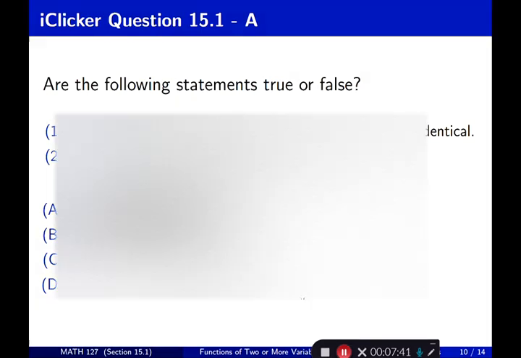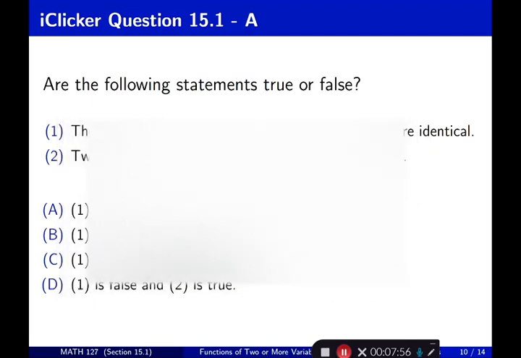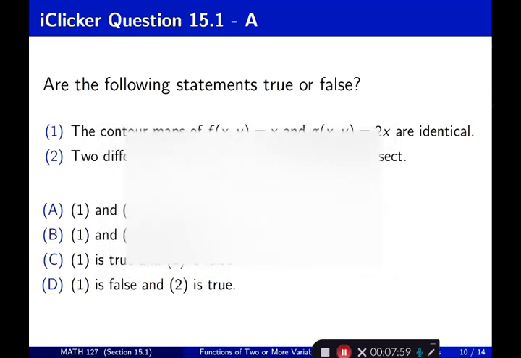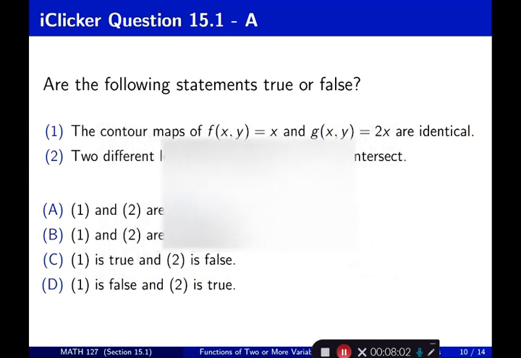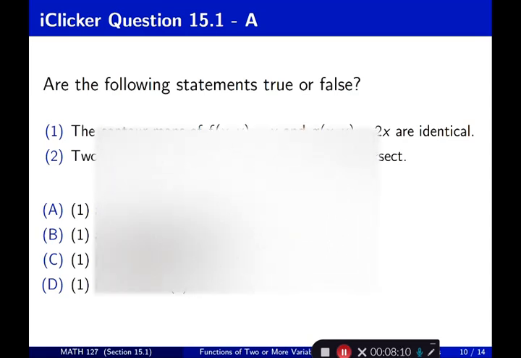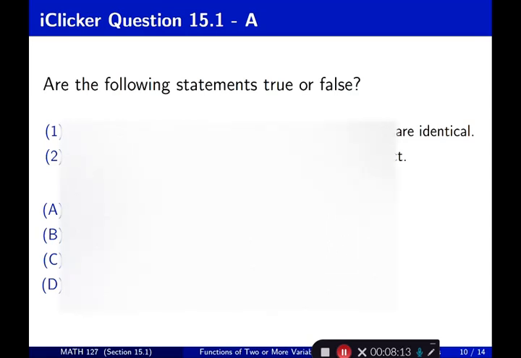iClicker question 15.1a: are the following statements true or false? One, the contour map of f of x and y equal to x and g of x and y equal to 2x are identical. Two, two different level curves of a function may intersect. Give yourself a little bit of time and imagine the contour map without any k attached to it, and so would that then make the contour maps of f and g identical?